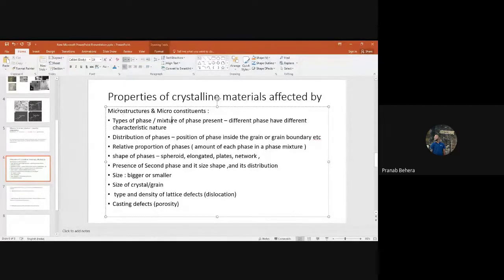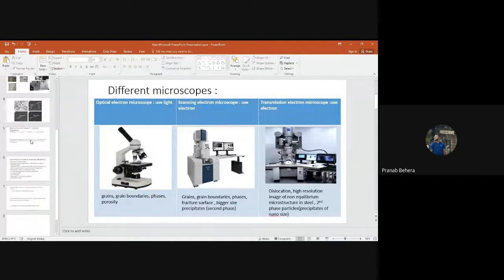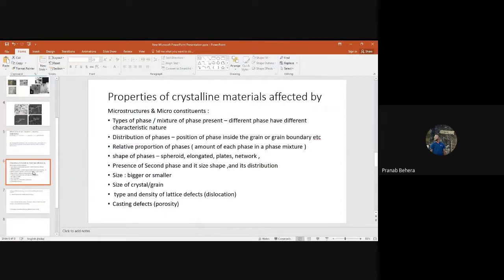Now, what are the microstructures? The microstructures are the things which we are able to see under a microscope. Already we have seen them, as I showed you. Now, the first one is the type of phase or mixture of phases present. Different phases have different characteristic natures. This is the first one.